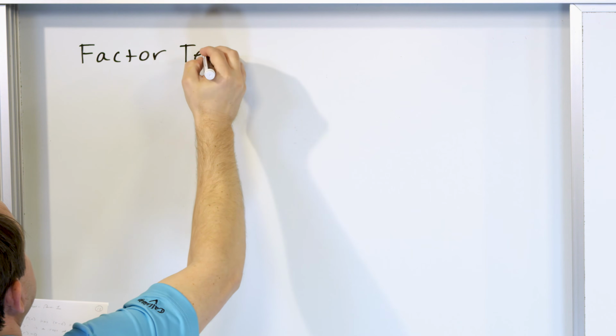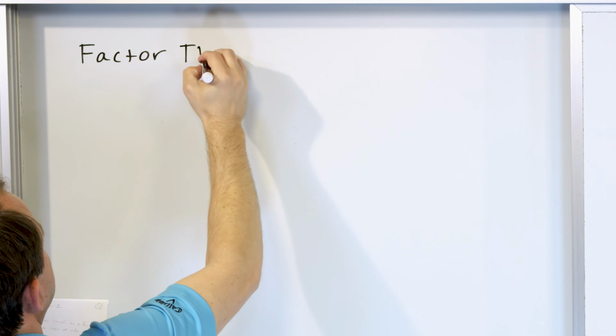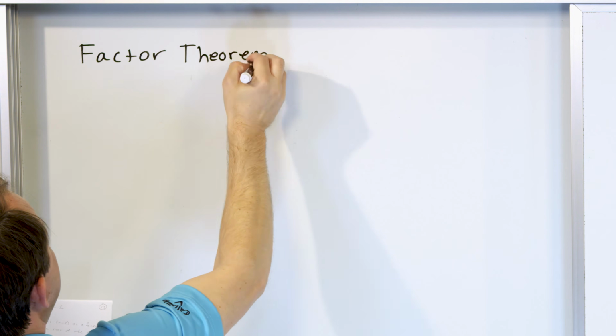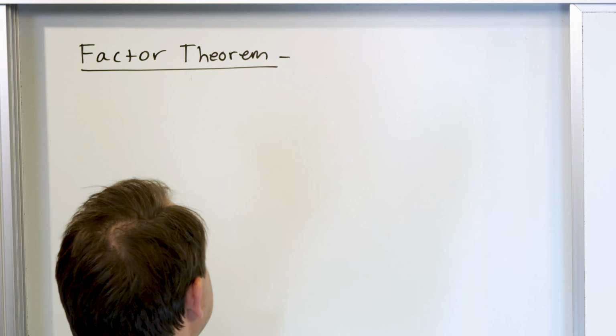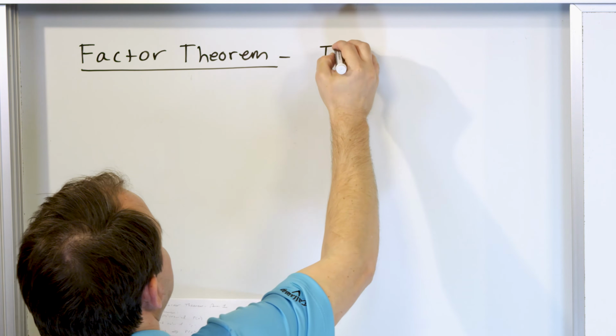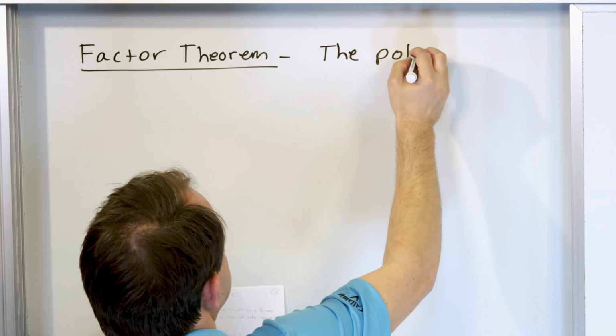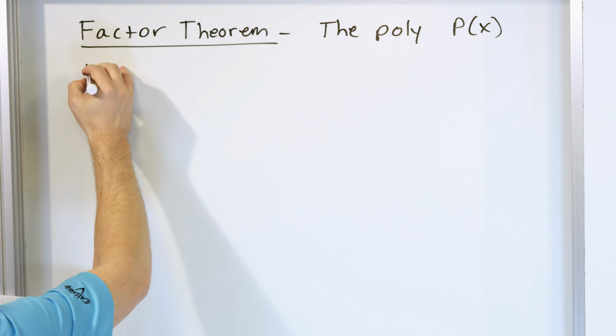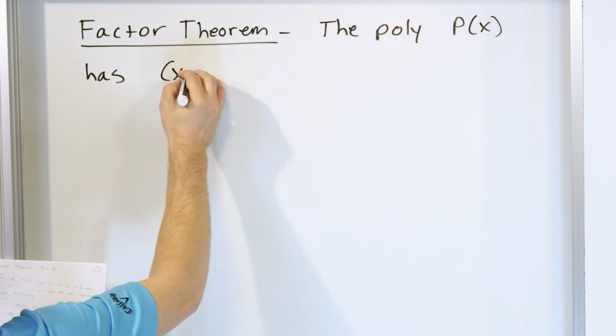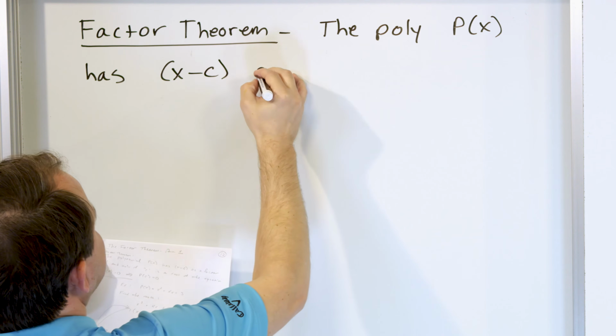certainly. Theorem. Whoops, can't spell theorem. Right? And I have to write it down. Unfortunately, it's going to take a second. It's not super long, but I have to write it down because we have to talk about it. So we talk about the polynomial, p of x, that means the polynomial p of x, has the factor x minus c as a factor.